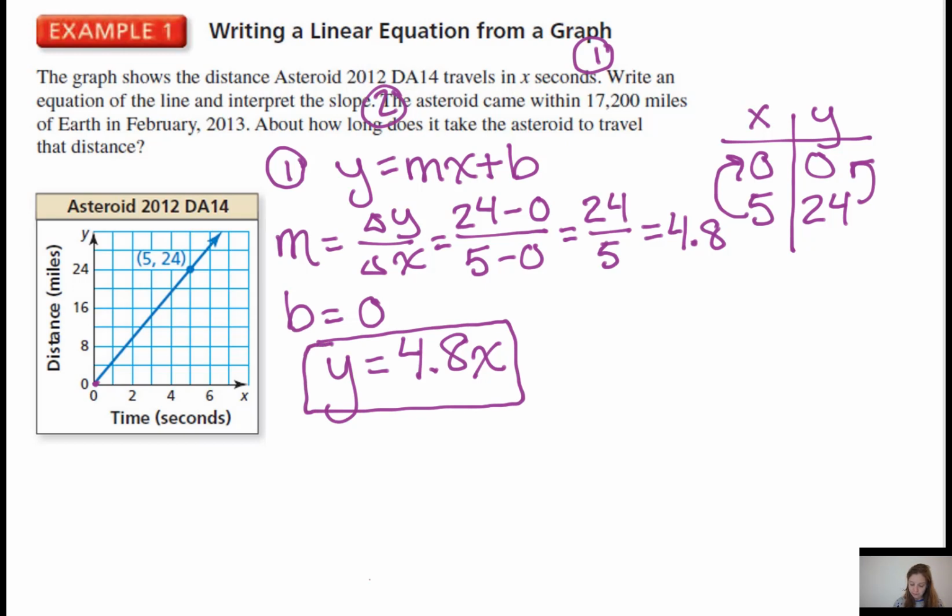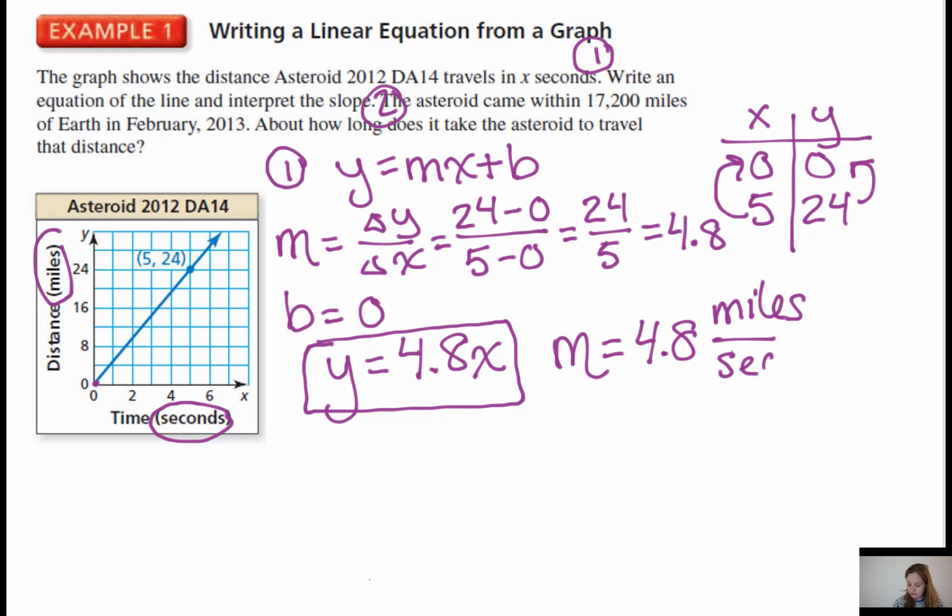Interpret the slope. The slope is 4.8, and the slope is the change in y, and let me look along the y-axis, that is miles, over the change in x. The x-axis is seconds. So I just used the units for y and x, so this asteroid travels at 4.8 miles per second.